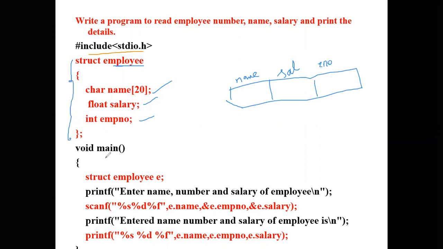Next, inside the main we are declaring, if I want to access the name, salary or number, we want a variable, a structure variable. So we are defining a structure variable e.